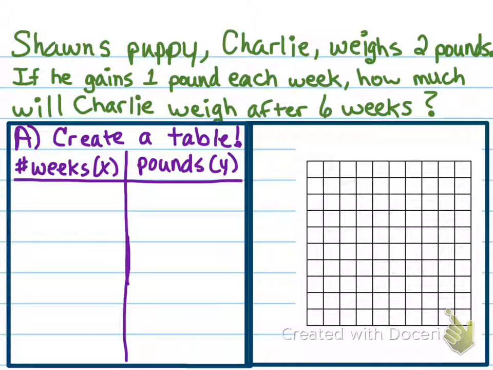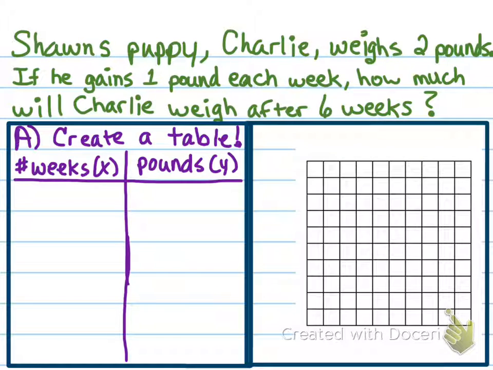All right, let's go over this. Sean's puppy, Charlie, weighs 2 pounds. If he gains 1 pound each week, how much will Charlie weigh after 6 weeks? All right, so I know that you could probably solve this problem in your head. However, we want to create a table and a graph to help us visualize the problem and then solve it.